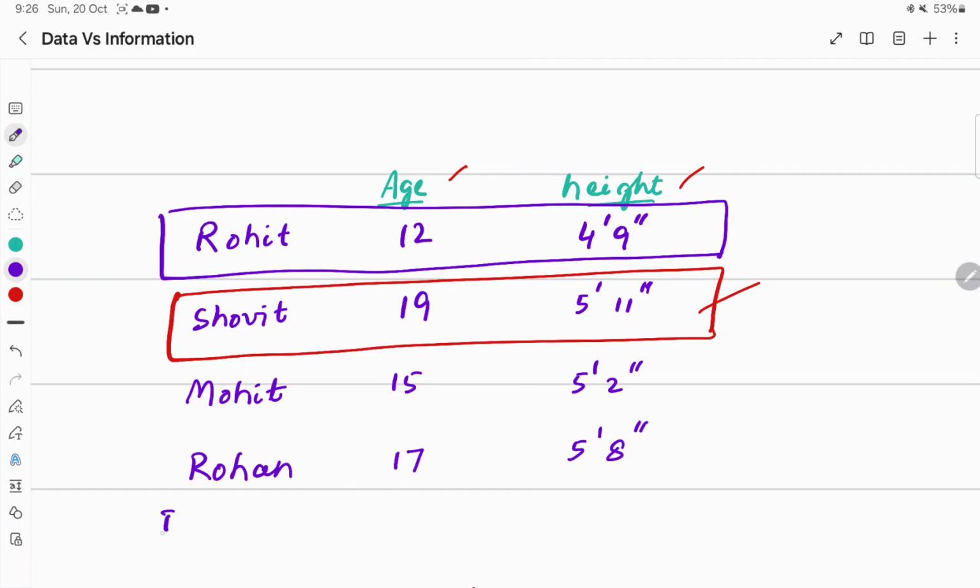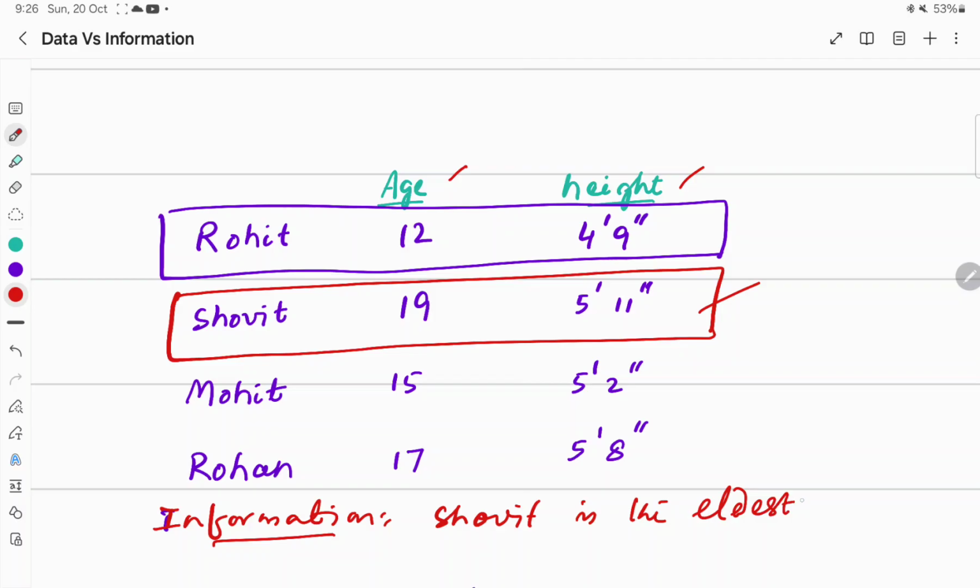So suppose this is data. We say from the data we get the information. What is the information then? Information is that Shobhit is the eldest among the 4, eldest and tallest.